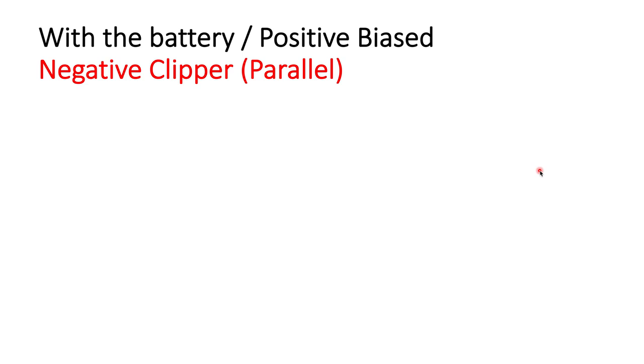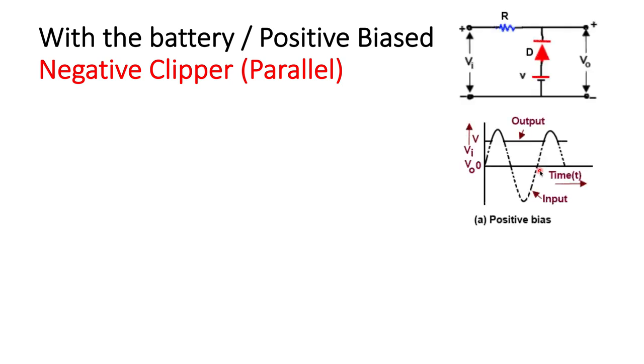Next is the case with the battery, positive biased, negative clipper, parallel. Here the battery is there, you can see the battery is here, and it is positive biased. As I earlier said, the anode side is positive, so the diode is positive biased, and it is a negative clipper, so the negative side is completely cut away, and it is parallel also. The diode is in parallel with the output voltage, so we can see it step by step.